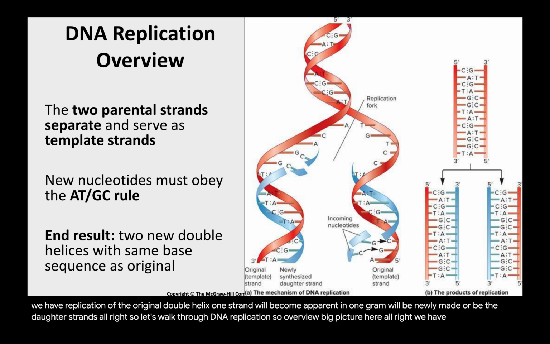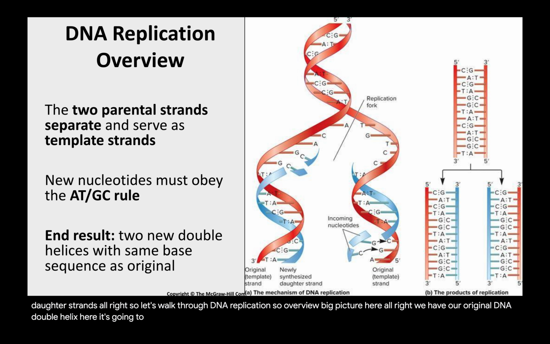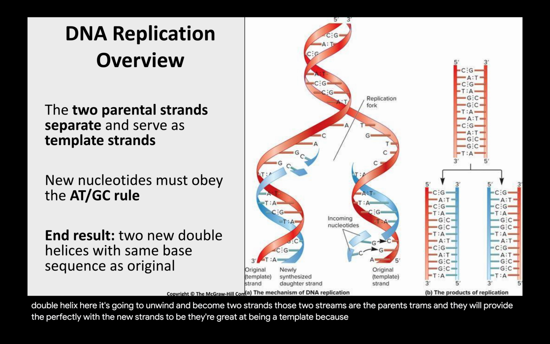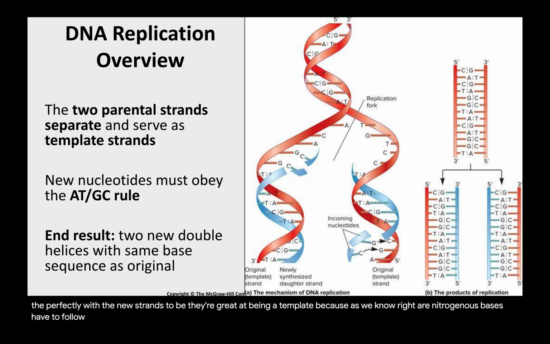We have our original DNA, our double helix here. It's going to unwind and become two strands. Those two strands are the parent strands, and they will provide the template for the new strands to be made. They're great at being a template because, as we know, our nitrogenous bases have to follow the ATGC rule, where an adenine is always going to bind to a thymine, and a guanine is always going to bind to a cytosine.